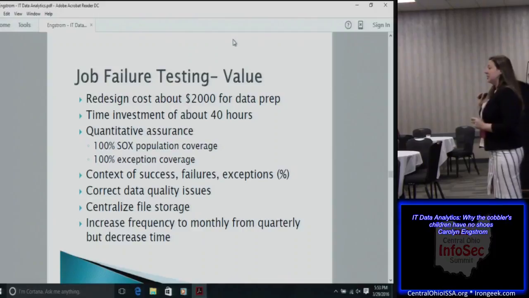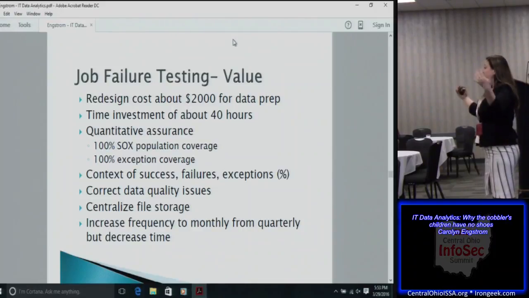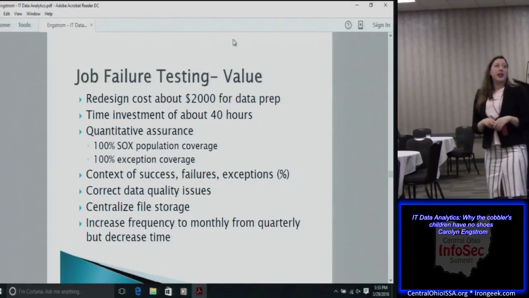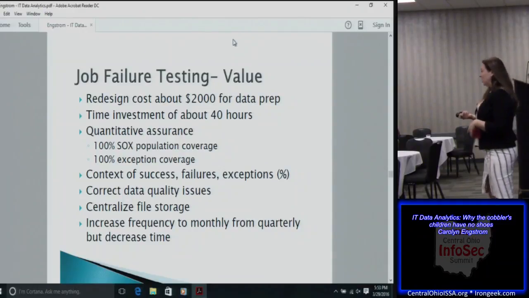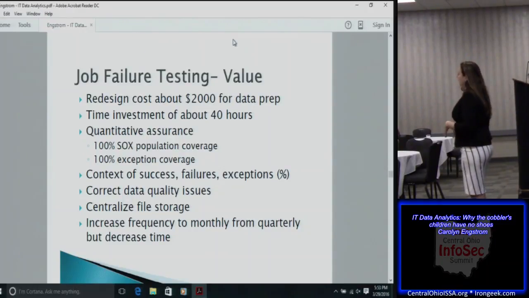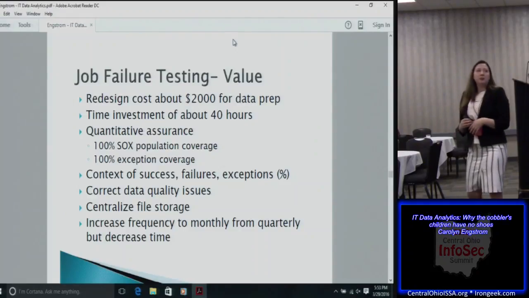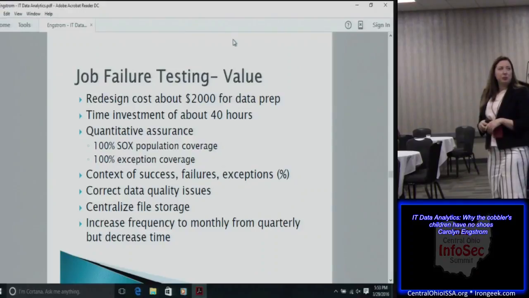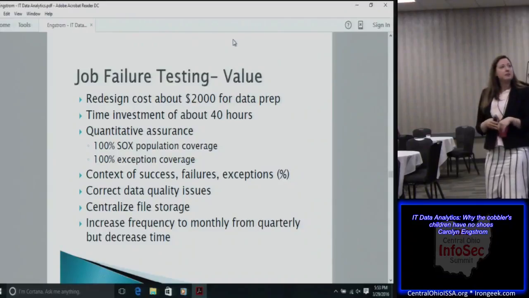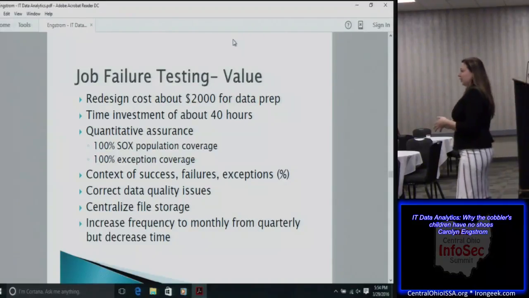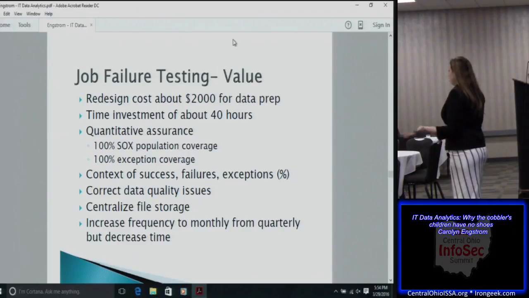We have 100% exception coverage. So anything that didn't match, we have coverage over that. We have the context of the success, failures, and exceptions. We corrected some data quality issues when I created that join. We found that our operations people weren't entering their tickets correctly. So we did some retraining and made sure that they did some things that helped create that relationship more closely. So we have fewer things falling out. And then we had a centralized file storage. So when external audit comes in here and they want to have all their results of this task, I can hand it over to them.